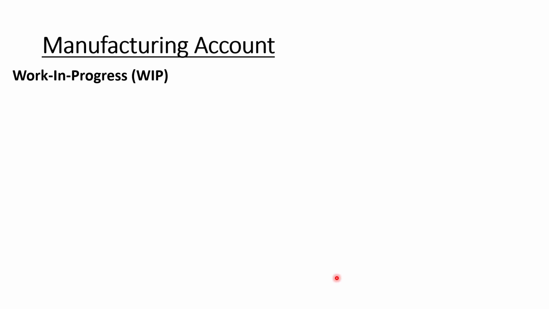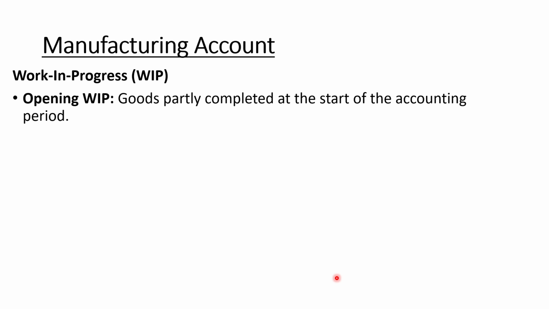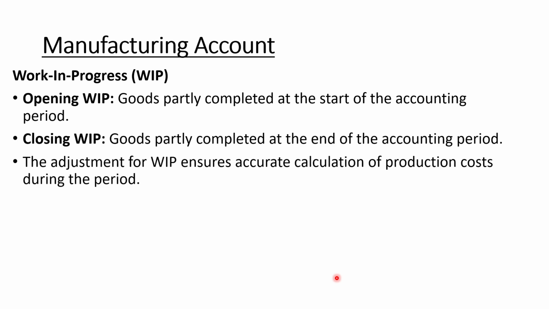So now let's go back to work in progress, which we defined before. There are two types of work in progress. There's opening work in progress, which is goods which are partly completed at the start of the accounting period. So, as you are starting a trading period, for example 2025, there are some goods that may be from the previous year. So you may need to continue with them. Those ones are called opening work in progress, or chairs that were not completed.